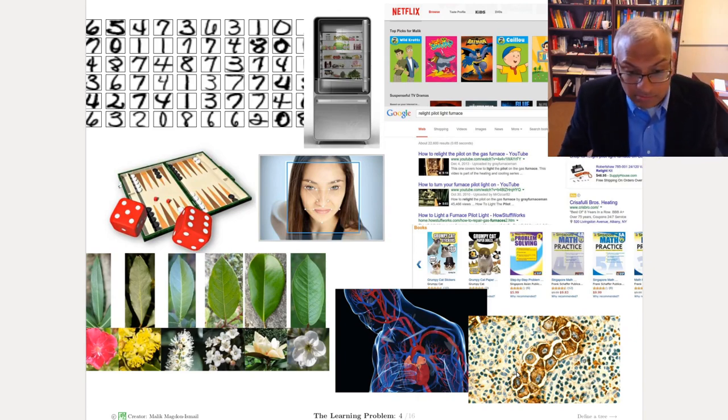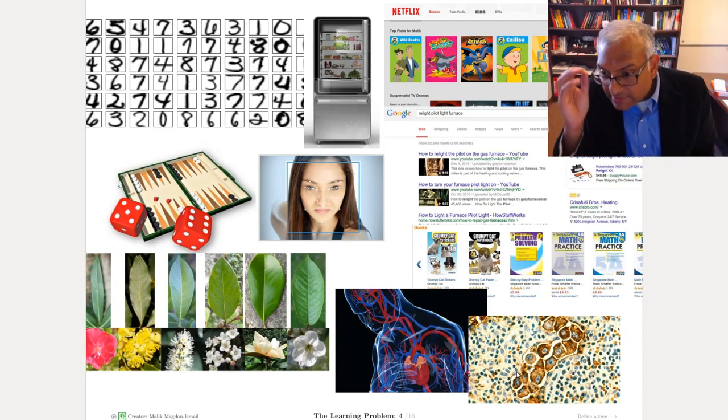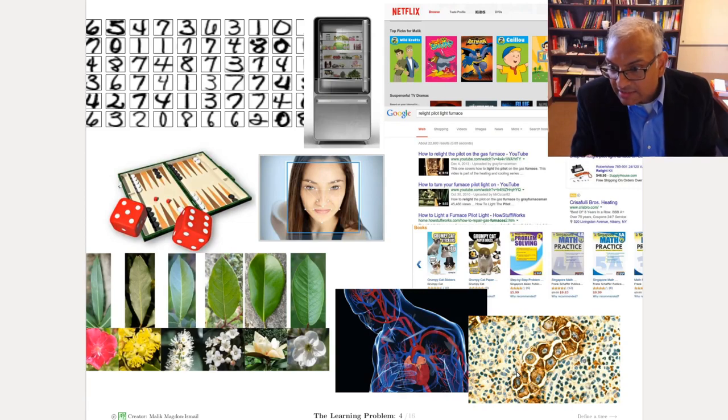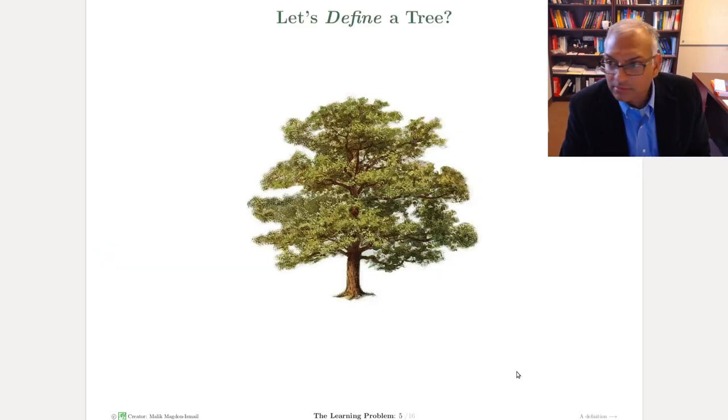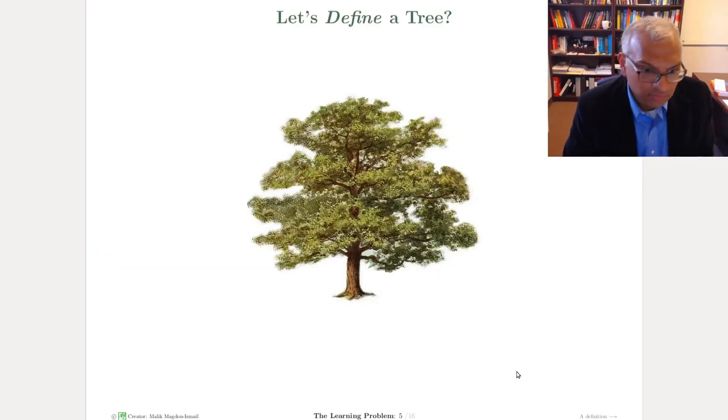Okay, so our next goal is to pin down what exactly is machine learning, what exactly is learning. And to help us get there, I'm going to pose a question. So let's define a tree. So why don't you pause the video here? Pause the video and think about what is the definition of a tree.